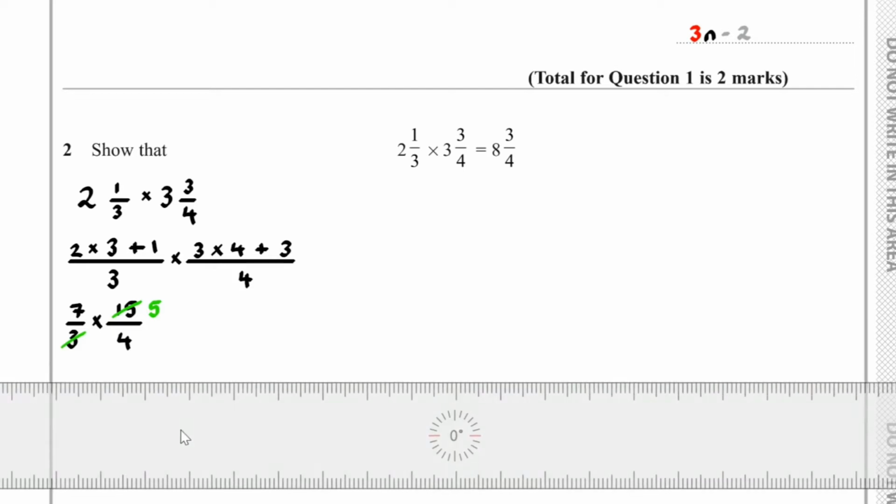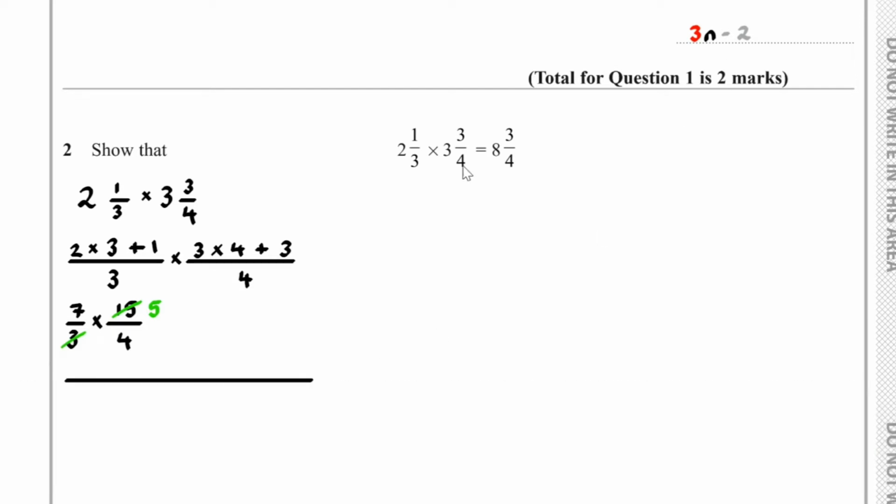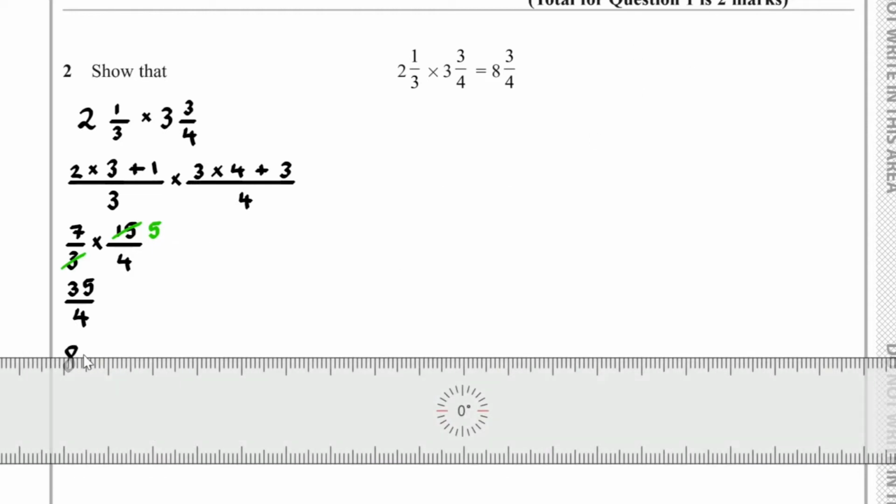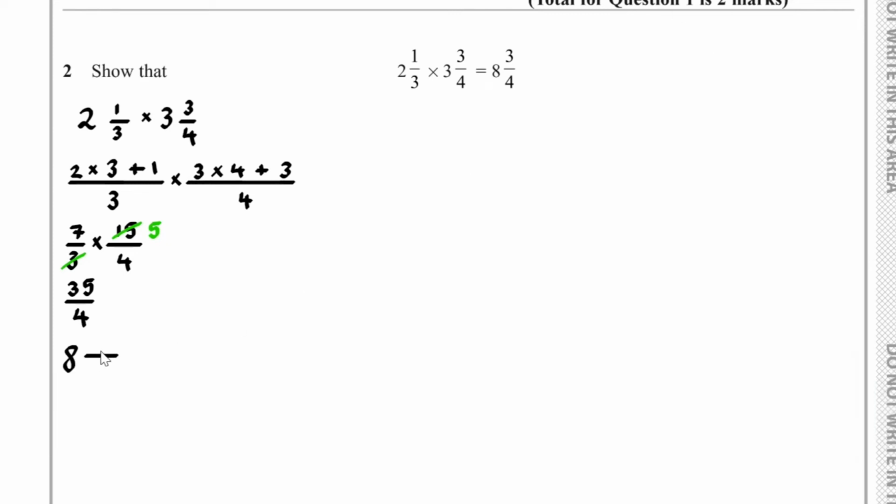And this is the same as 35/4. Now, how many times does 4 go into 35? Well, it goes in there 8 whole times, and what will be left over is 3. So 2 1/3 multiplied by 3 3/4 simplifies to 8 3/4.